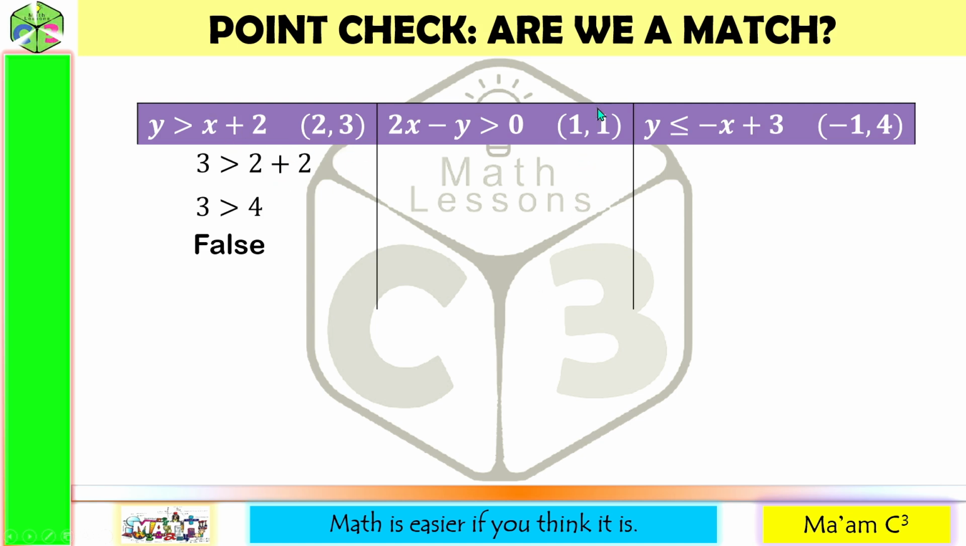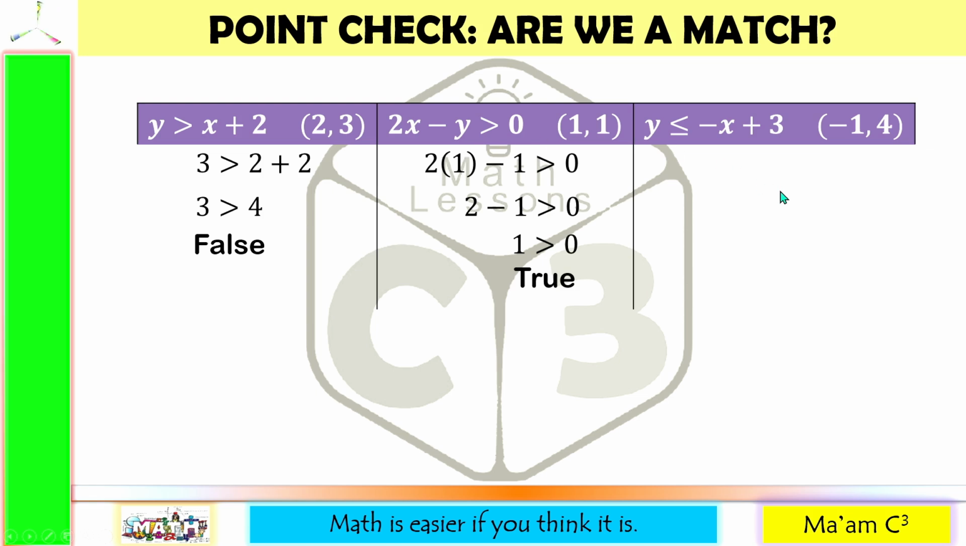Next one, let us substitute 1 for x and also 1 for y. 2 times 1 will give us 2, so this will be 2 minus 1 is greater than 0. And 2 minus 1 is 1. Is 1 greater than 0? Yes, this is true. So this point is a match to this inequality.